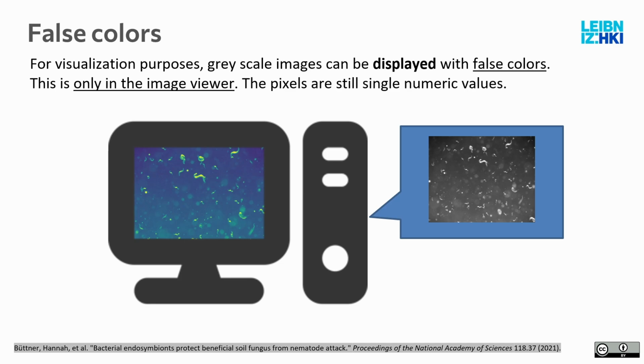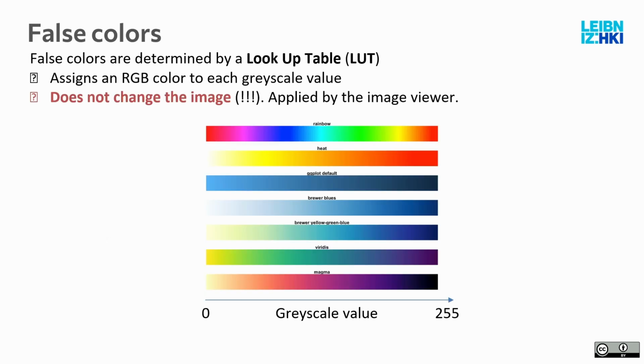But this is just something the computer or the image viewer will do for you when you're looking at it. Actually, the real image looks like that in the background. It's still grayscale, but when it's rendering it out onto your screen, it applies a coloring map that maps each intensity to a different color. I have a few listed here. This basically assigns an RGB color to a grayscale value without changing the image, just when you're displaying it.